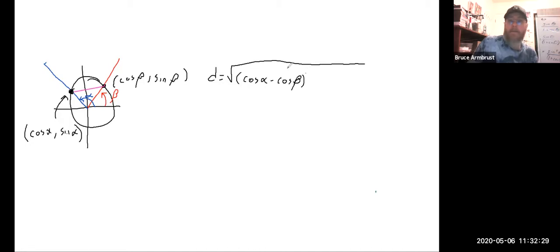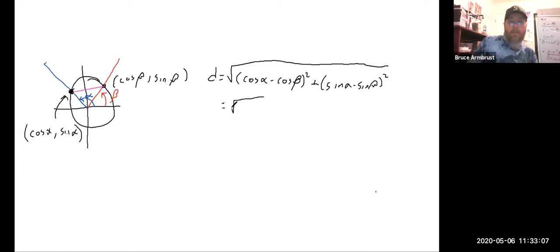We're going to square that. So that's the x coordinates. And then we add to that the same thing with the y's. We take the difference in the y coordinates, which is the sine of alpha minus sine of beta, and that whole thing squared. So that's good old distance formula from way back when, algebra, the distance between two points. Now, we're going to simplify this a little bit.